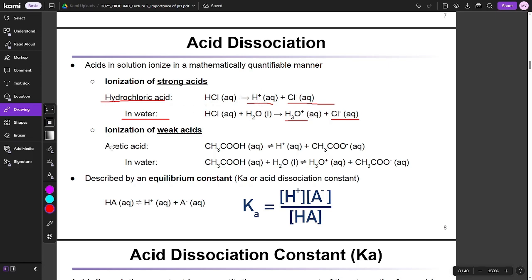For weak acids like acetic acid, it's a similar deal. It turns into H plus and CH3COO minus. In water, it's the same thing, with H3O plus back here. This is described by the equilibrium constant, Ka, which is written as H plus times A minus divided by HA.